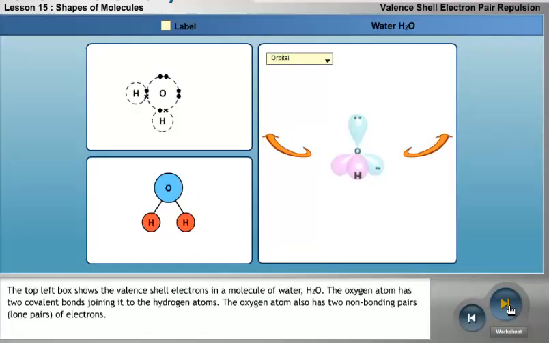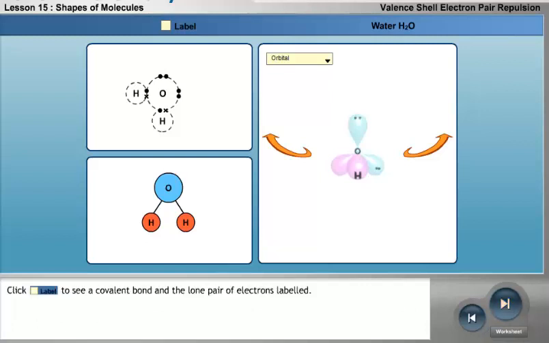The top left box shows the valence shell electrons in a molecule of water, H2O. The oxygen atom has 2 covalent bonds joining it to the hydrogen atoms. The oxygen atom also has 2 non-bonding pairs, lone pairs of electrons. Click Labels to see a covalent bond and the lone pair of electrons labeled.